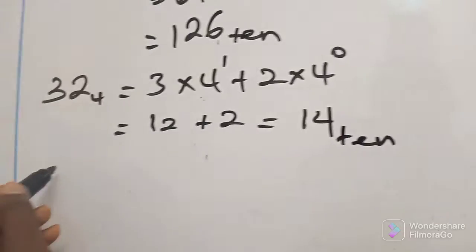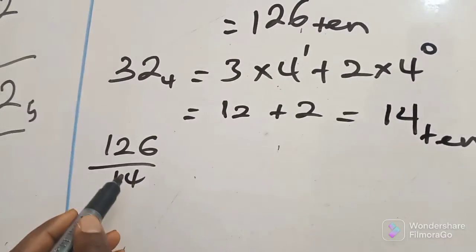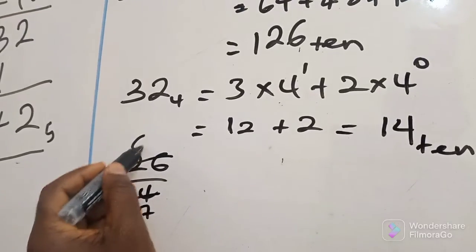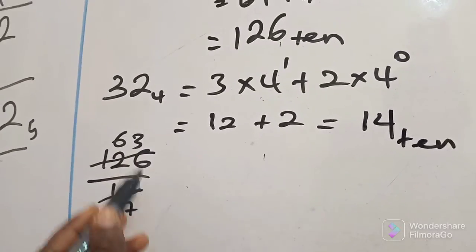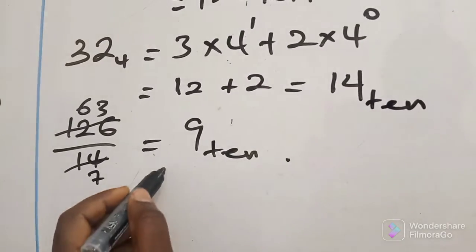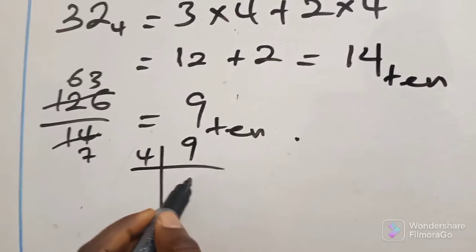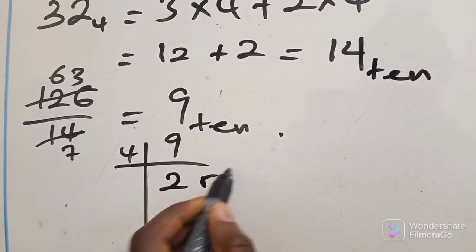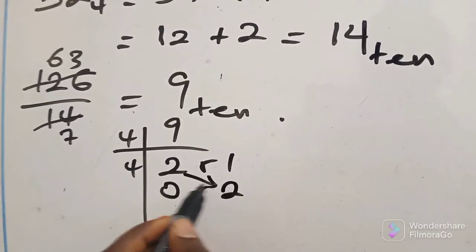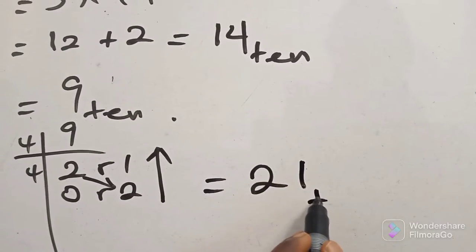So since both of them are in base 10, we can divide 126 divided by 14. So 2 can go here, 7. 2 can go here, we have 63. Then if we divide 63 by 7, it will give us 9 base 10. Then we can now convert the 9, which is in base 10, to base 4. So how many 4 can we get in 9? That's 2, remainder 1. How many 4 can we get in 2? Impossible, we write 0 and bring the 2 here. Then read it up. So we're going to have 21 base 4.